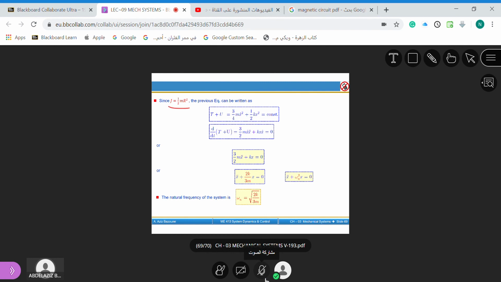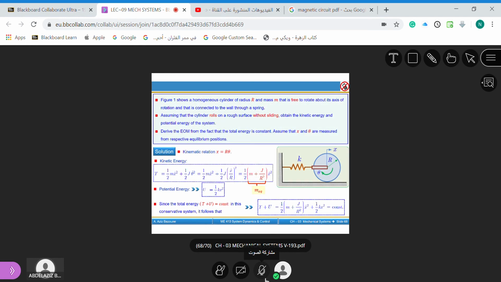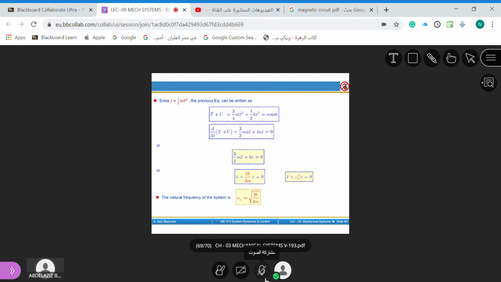We know that J is equal to half M R squared. We substitute J by half M R squared. We can write the kinetic energy to be half M x dot square plus the rotational term. Maybe somebody will ask me, how did we get this? If we simply add M R square plus half M R square, we will obtain 3 over 2 M R square, so 3 over 4 M x dot square, this is what we got here. 3 over 4 M x dot square plus half K x square is equal to constant.